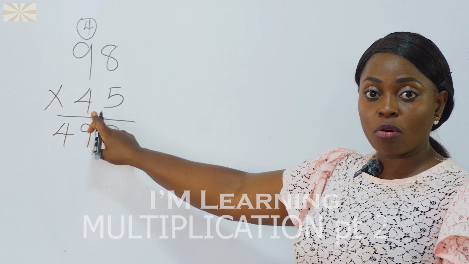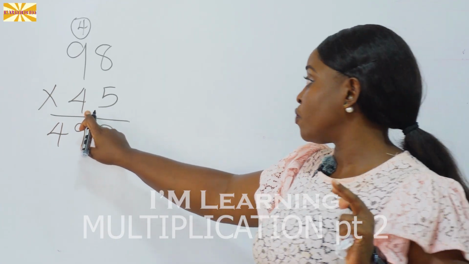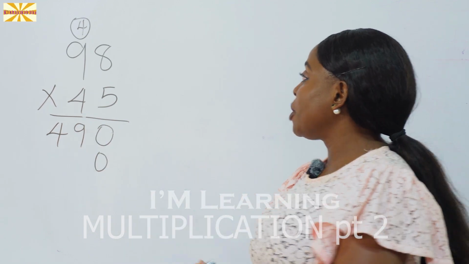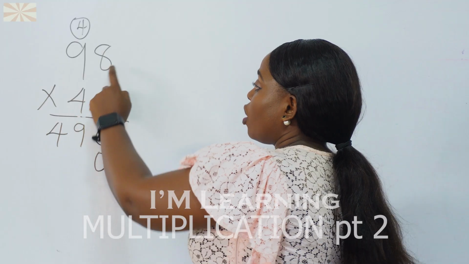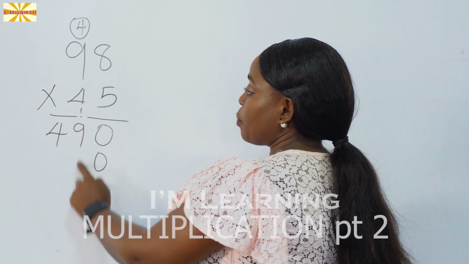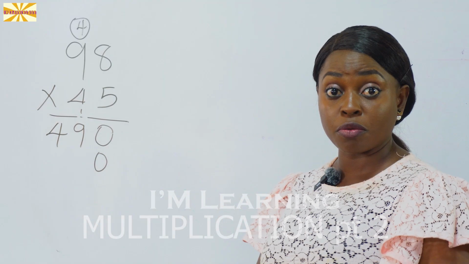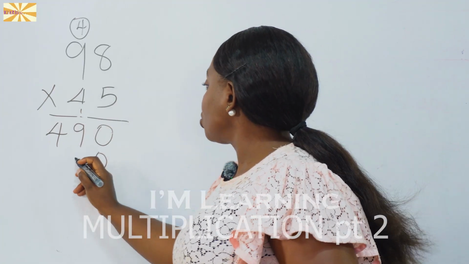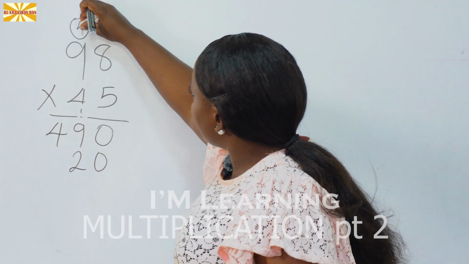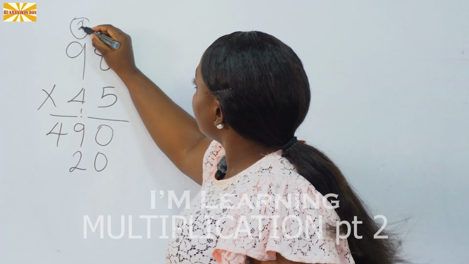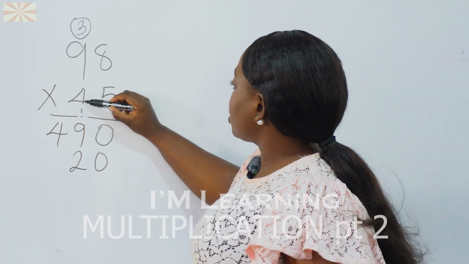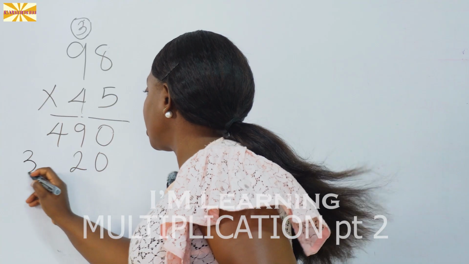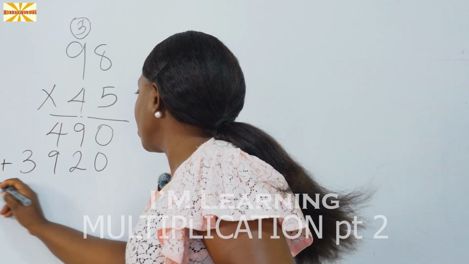Then we multiply by 4. But remember, before you multiply by 4, you must put a 0 as a placeholder here. Because the first number that you multiply by 4 must be under 4, in the same position where 4 is in this multiplication arrangement. So 4 times 8 is 32. So you're going to write your 2 and you would carry 3. 4 times 9 is 36. Plus 3 is 39.